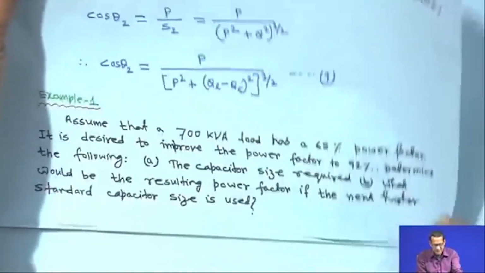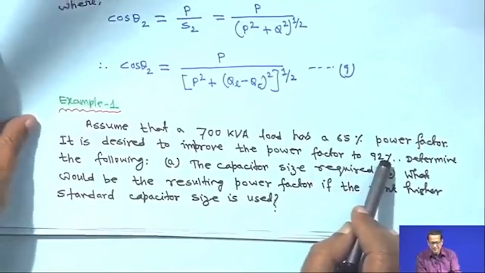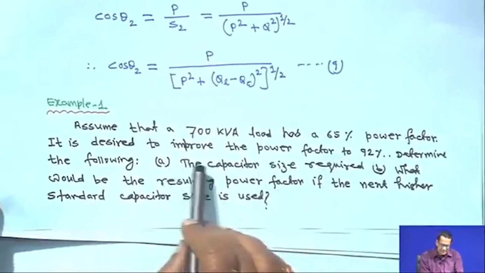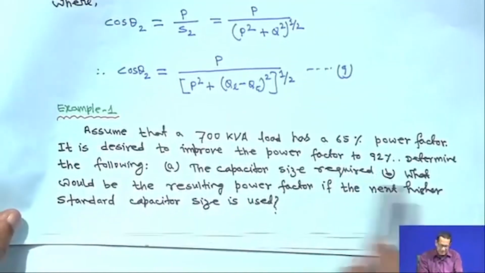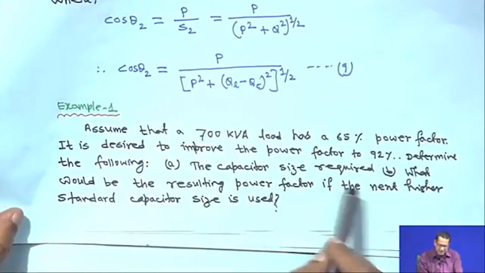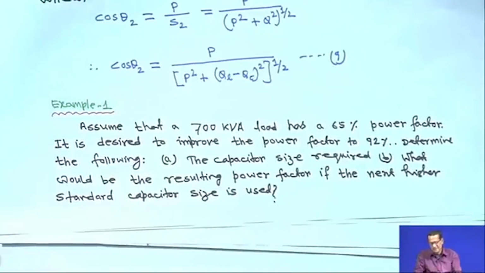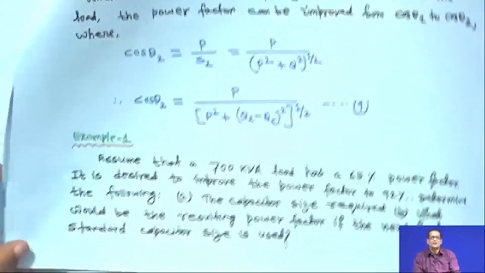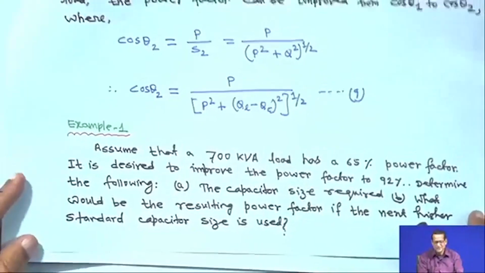Now, let us take the example. Assume that a 700 kVA load has a 65% power factor, that is cos theta is equal to 0.65. It is desired to improve the power factor to 0.92, that is 92%. Determine the following: the capacitor size required, and what will be the resulting power factor if the next higher standard capacitor size is used. Actually, in the market, if you ask for a capacitor of 337 kVAr or 23 kVAr or 405 kVAr, it is not available.